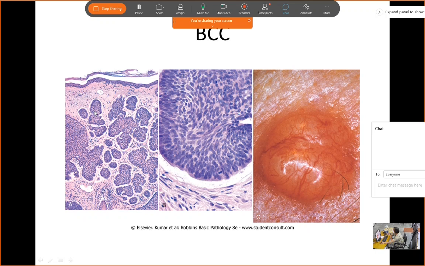Another thing which I want you to appreciate is that around all these islands, you can see a tiny free space. This is because of stromal retraction, which is an artifact. Okay, here this is the high power. You can see that there is peripheral palisading of the cells, and there is this artifactual stromal retraction, which gives it this halo around the islands. These are characteristic features of basal cell carcinoma, which you have to write down and identify microscopically if they give you a question and give you a picture like this to identify the diagnosis.